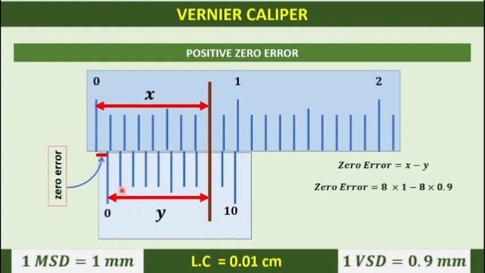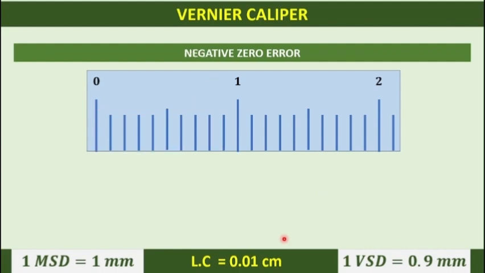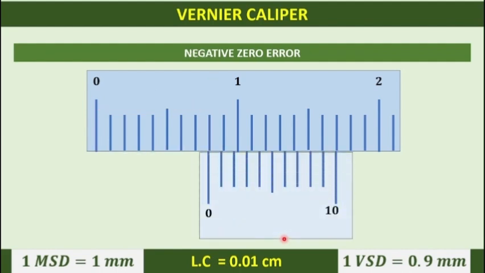Y is equal to 1, 2, 3, 4, 5, 6, 7, 8. 8 multiplies 1 division equal to 0.9 mm. So multiplies 0.9. So when we simplify that, we get zero error as plus 0.8 mm equals 0.08 centimeter.